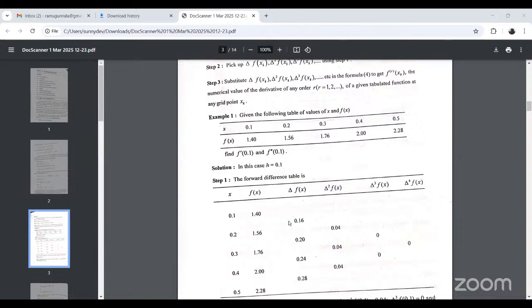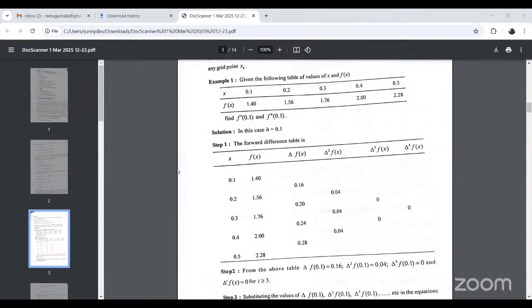Okay. So we know the formula. We just discussed that formula. So first we draw the differentiation table. It is very important to draw the differentiation table. So first they are given the values.